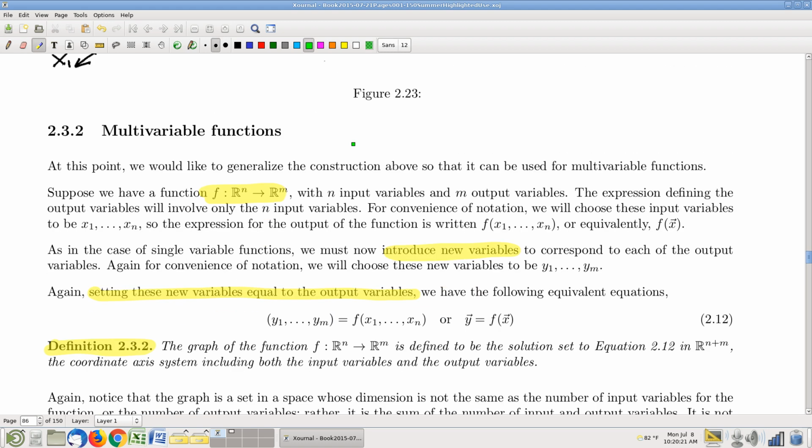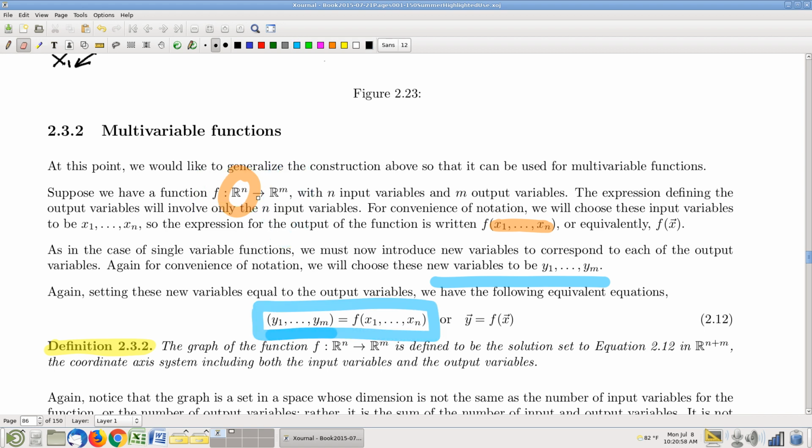Now let's look at a multivariable example. And multivariable is really we're just going to rip off the same process. Notice if I have a function from Rn to Rm, well, there are n input variables. There are going to be m outputs. I haven't got names for these m outputs yet. They're just outputs. But I can choose to come up with new names, y1 through ym, set those output values equal to the output values of the function. Now I have an equation, and I can look at the solution set to that equation.